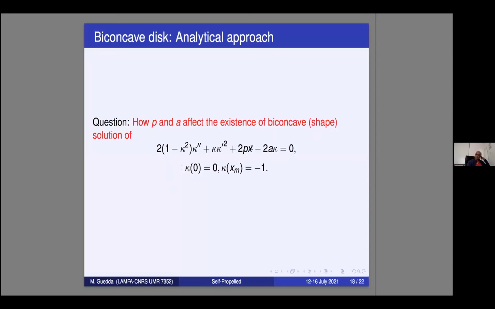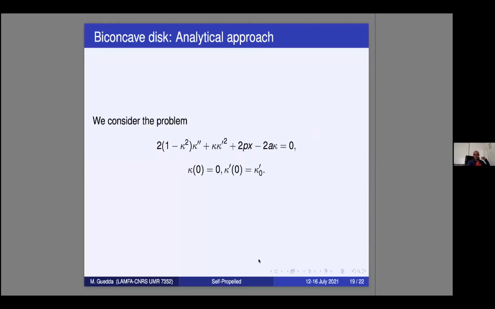For example, this is a non-autonomous equation, but if p equals 0, we obtain an autonomous equation, and in this case the equation is very easy to solve by using the phase plane method. So now we have to suppose that p is different from 0. Of course, the method is to use shooting parameters. So we add this new parameter, and we look for different values of the parameter to obtain a biconcave solution.